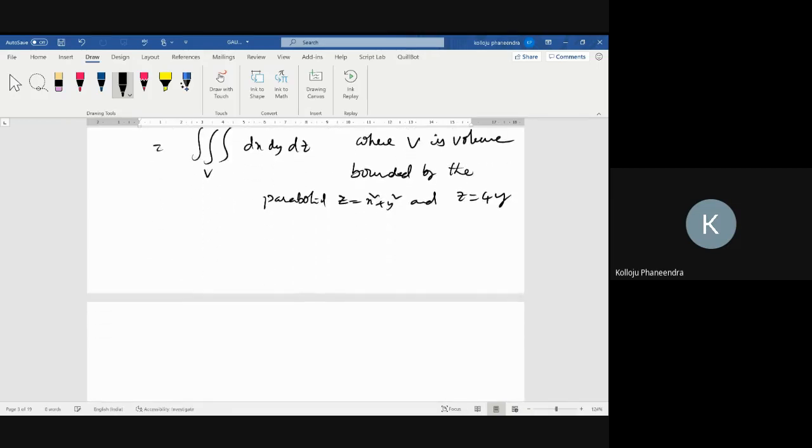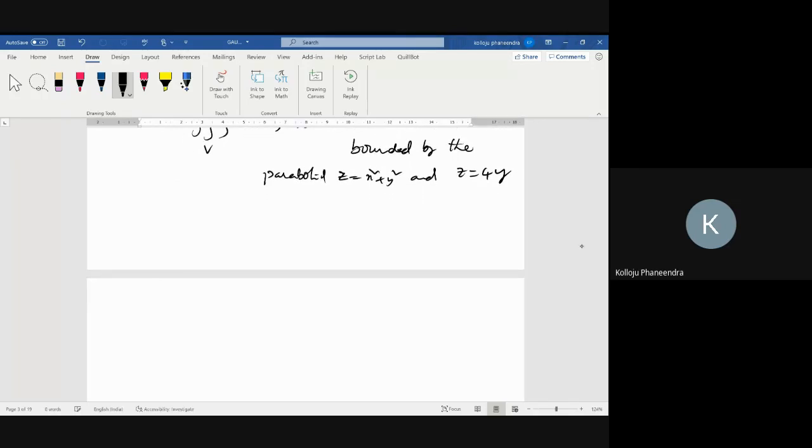So I have to find the limits for this. I am giving a rough figure, not an exact figure. If I take this as the y axis, this is x and this is z. Put z equal to 0. Therefore x square plus y square equals 0. Next, put z equal to 1: x square plus y square equals 1, a circle. Z equal to 2 gives another one, like this.